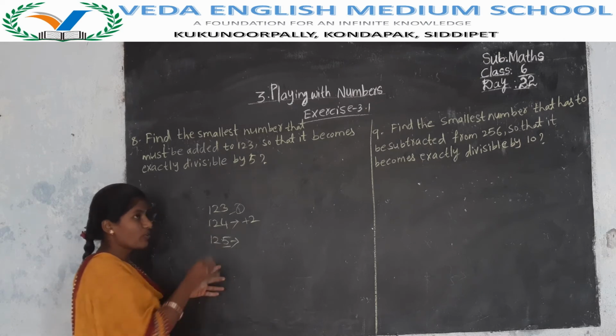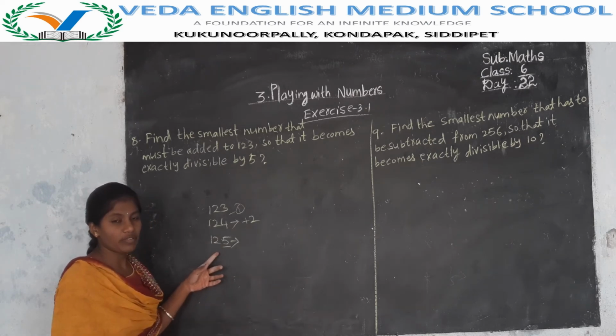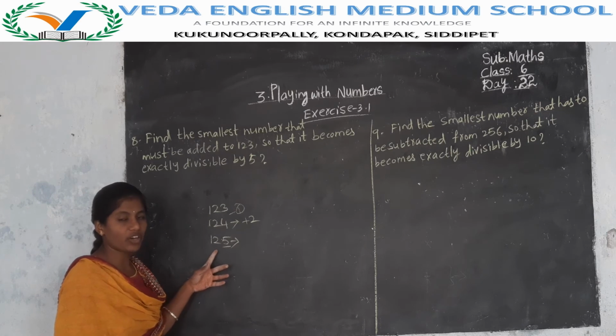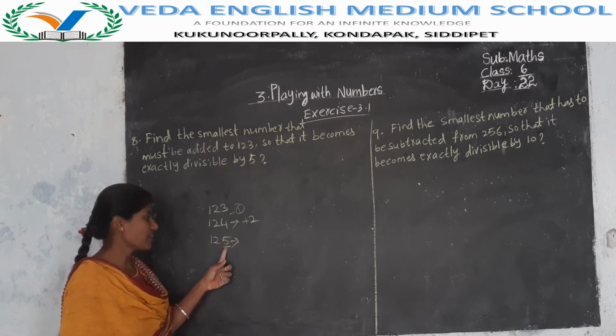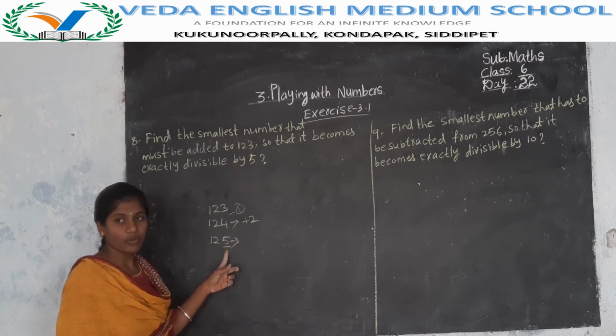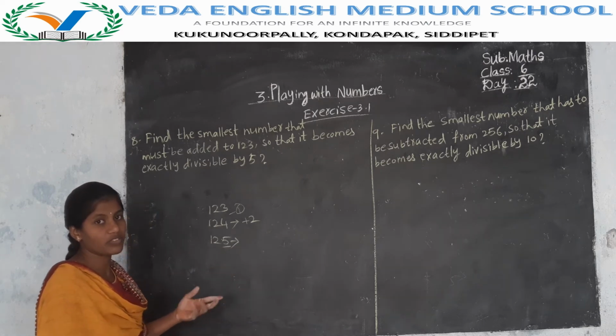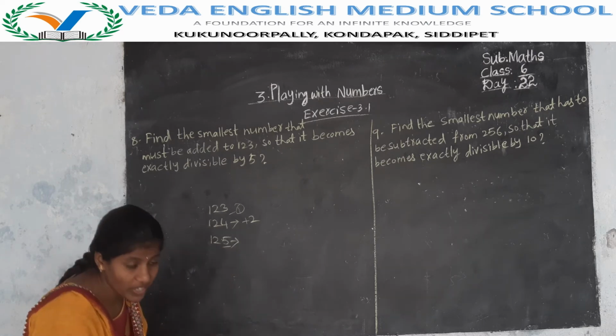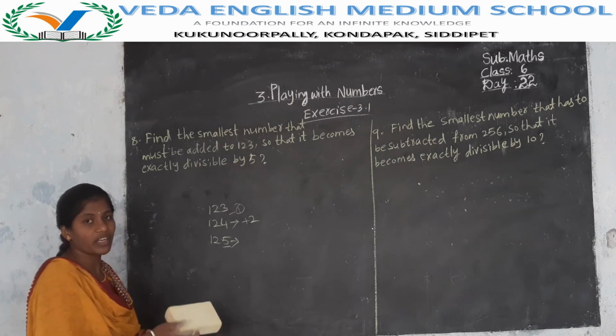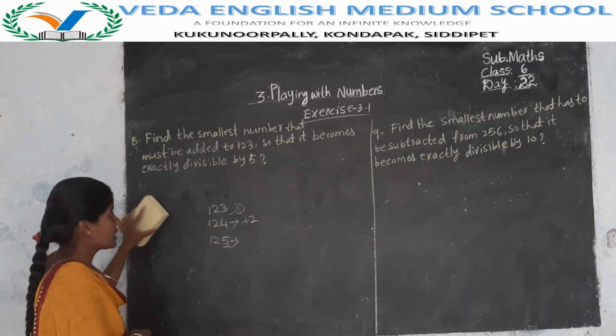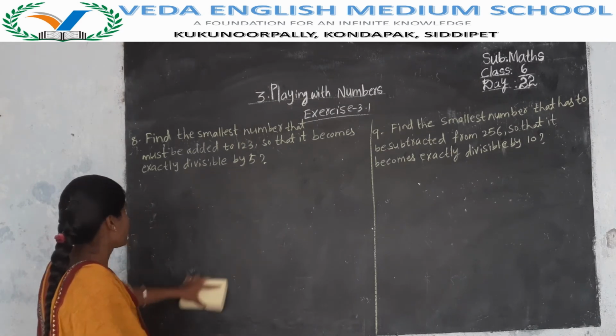What is the divisibility rule for 5, Nana? If a number should be divisible by 5, either you have 0 or 5 in the ones place. Then only it is possible to be divisible by 5. So what do you have in the ones place? 5. Now we have 5 in the ones place. If you have 5, is the number divisible by 5? Yes, it is divisible. So 125 is divisible by 5. So we have to add 2 to the 123 so that it is divisible by 5.